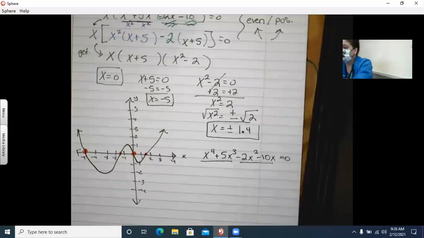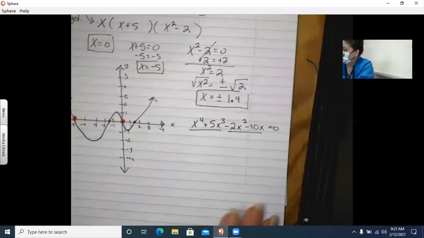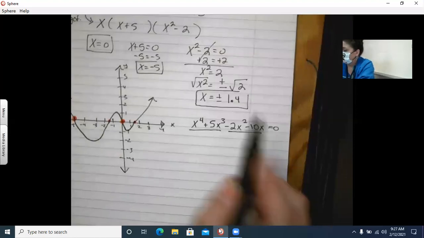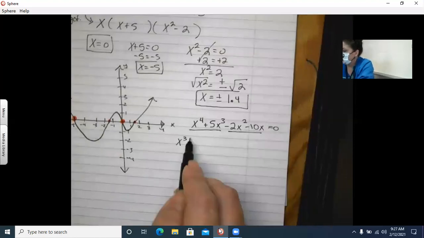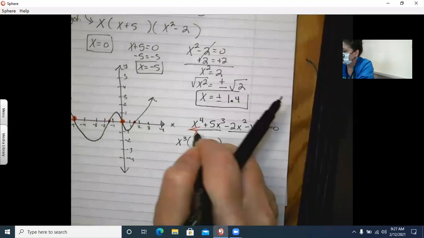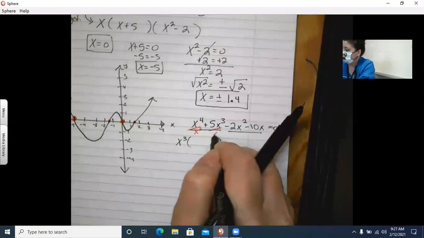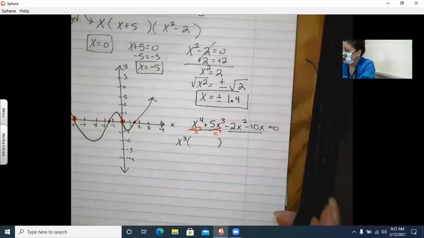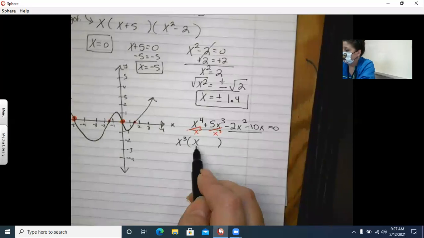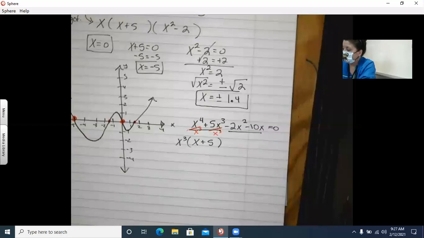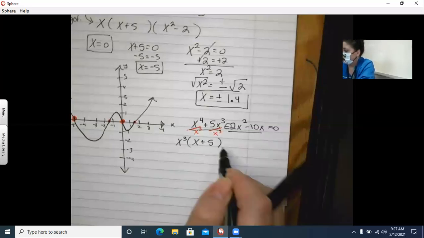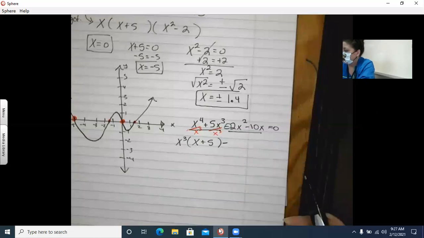What's the greatest common factor of my first 2 terms? X cubed. So I'm going to factor an x cubed out of these first 2 terms. What's x to the 4th divided by x cubed? X. What's 5x cubed divided by x cubed? 5, and it's positive, right? What's going to be the sign of the next GCF? Negative.